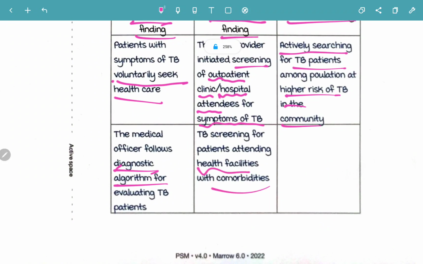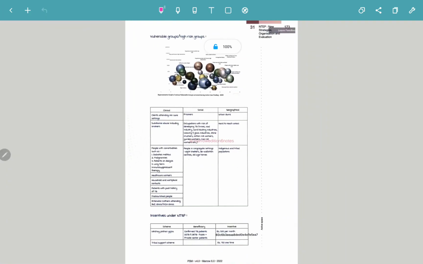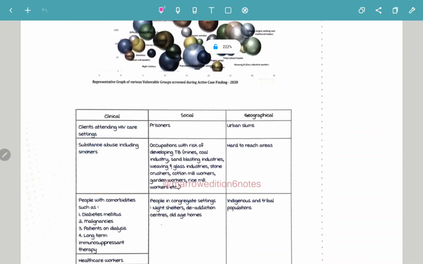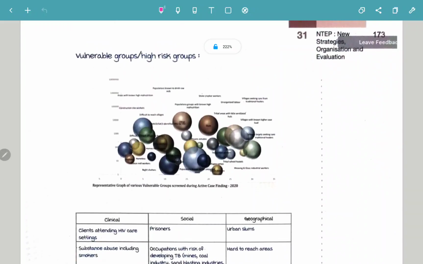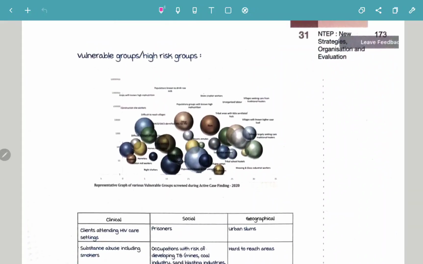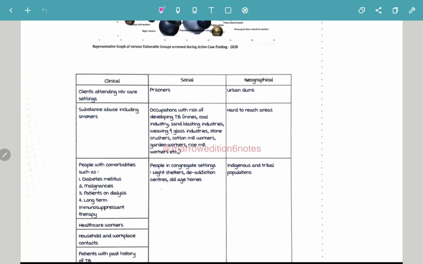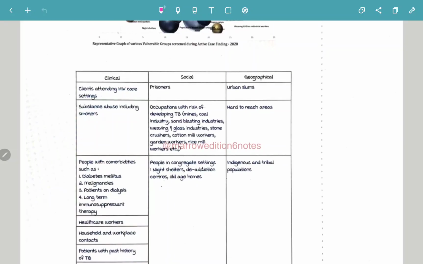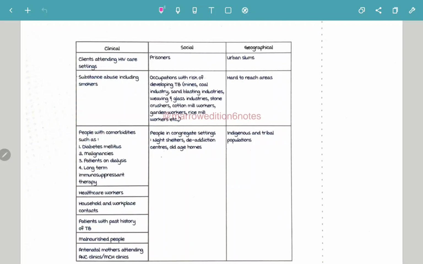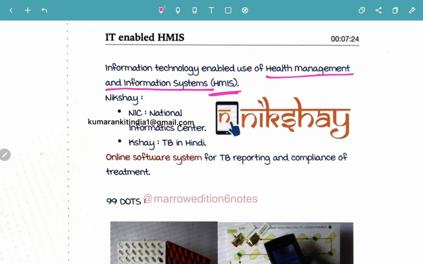So vulnerable groups versus high risk groups: clinical, social, geographical. So this is very important.